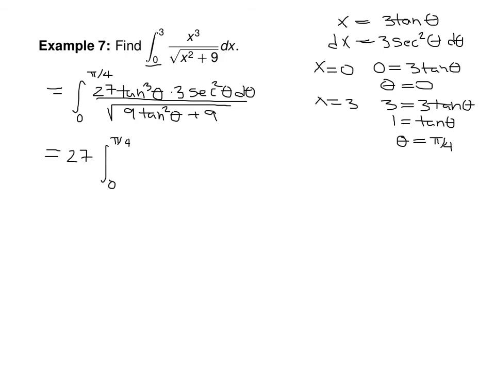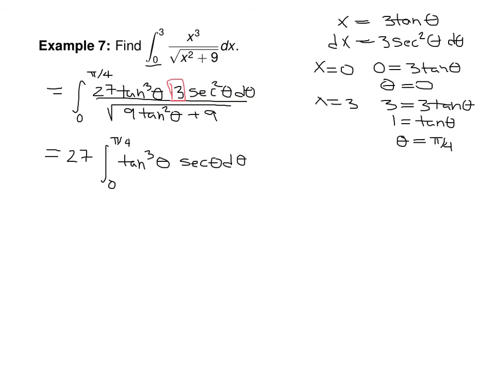Now when you factor out the 9 from that root sign, it gets rooted and cancels this 3. And tangent squared plus 1 is secant squared, so once that secant squared is rooted, it is a single secant, canceling the other secant, and one of the secants in the numerator. So that leaves us with tangent cubed of theta times secant of theta d theta.